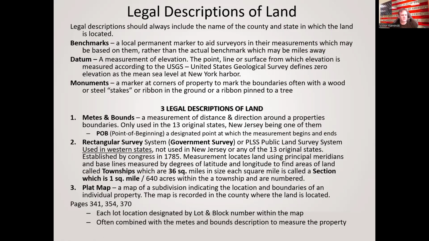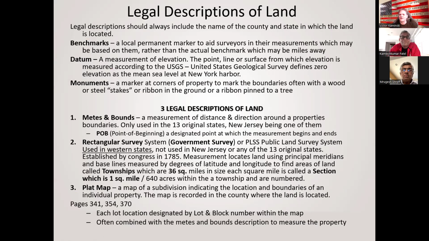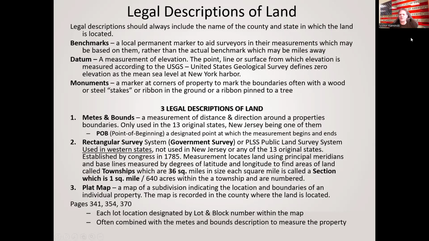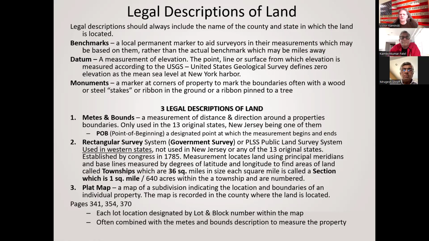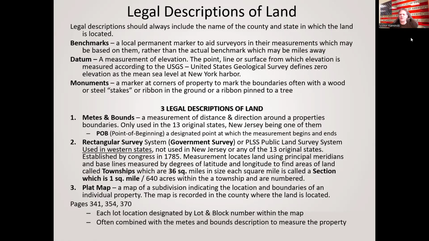Which legal description of land is used in Western states? The rectangular or government survey. Which legal description of land is not used in the 13 original states or colonies? Rectangular survey, because we use meets and bounds, no? Yeah. I'm just trying to show you guys the different ways they could be asking questions on exams. Which legal description of land is used only in the 13 original states? Meets and bounds.